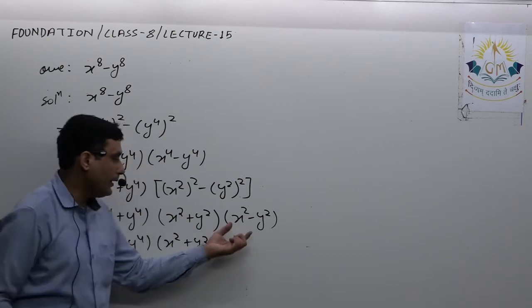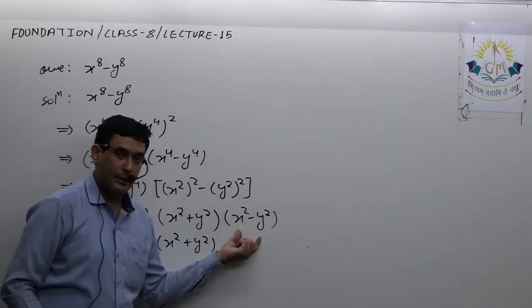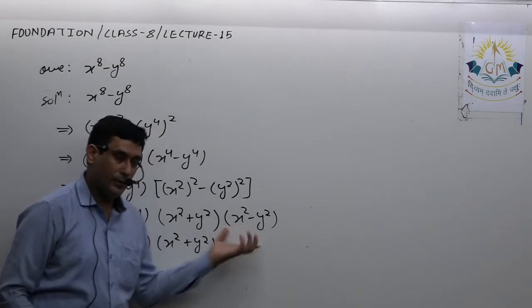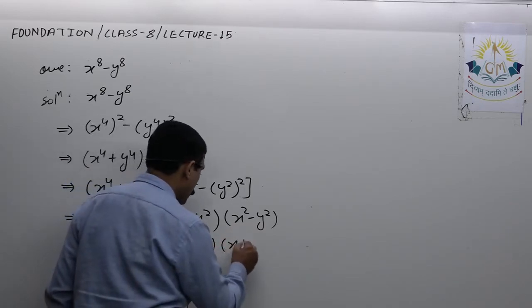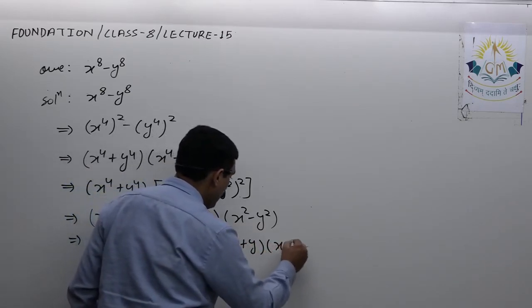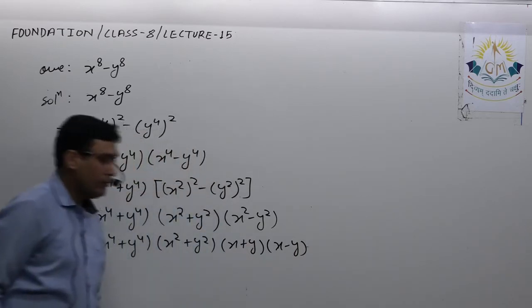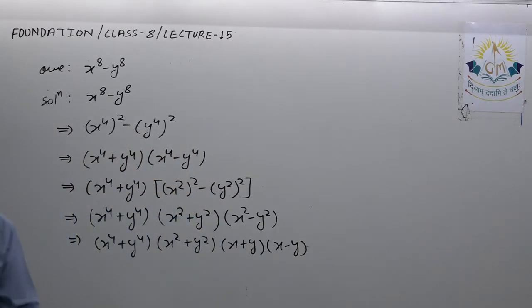Now again over here it's a minus sign, and we can see they are directly in the form of a complete square. So again I can write this as (x plus y)(x minus y). So these are the factors of the given expression. Please note it down, then we'll see the next question.